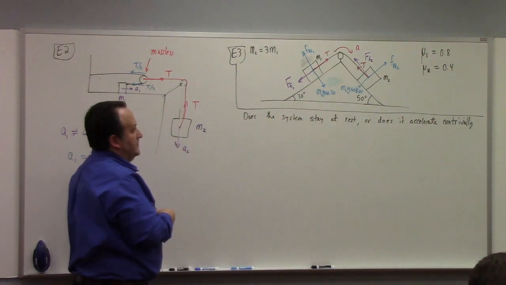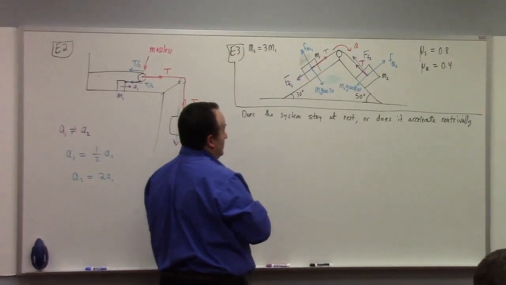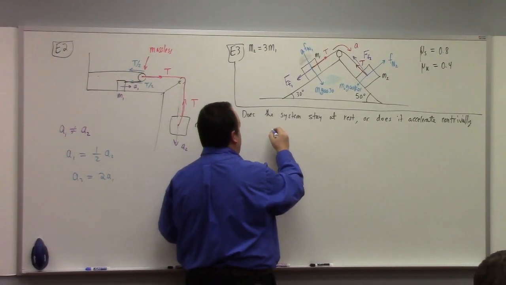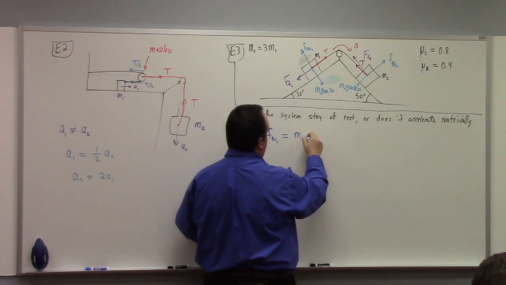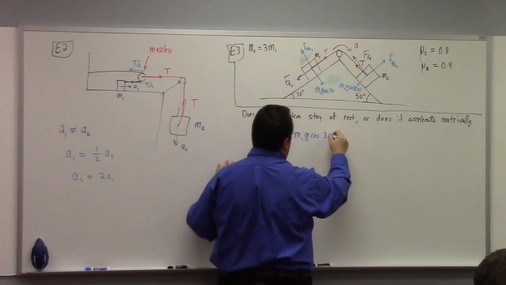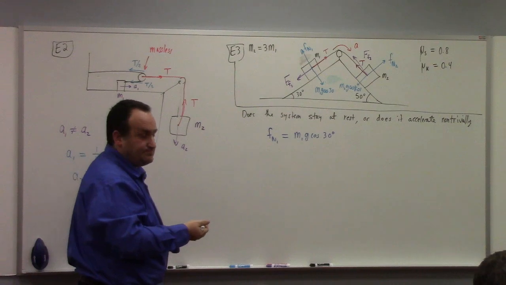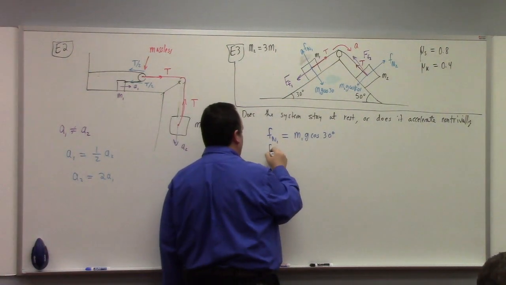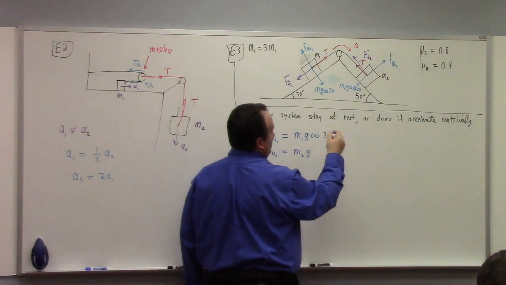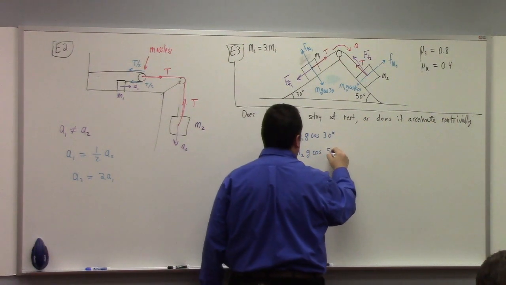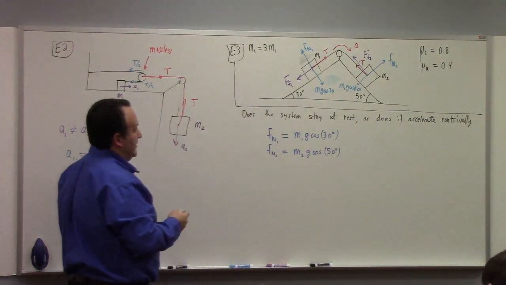So let's work it out. First of all, what are the normal forces? We can figure that out now. Fn1 is equal to what? That one's going to be m1g cosine 30, yeah? And what's the normal force on n2? m2g cosine 50. All right, great. Now what else?